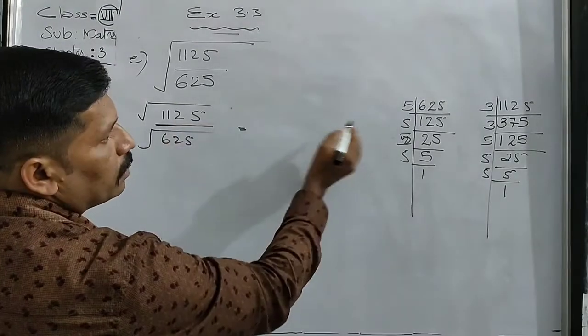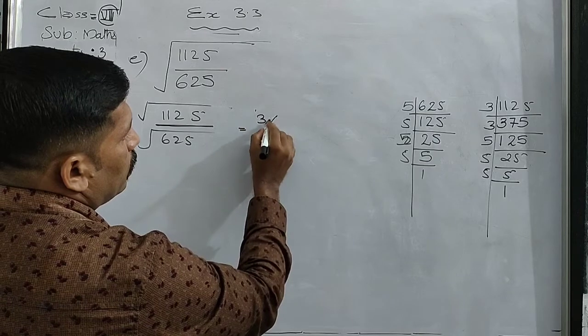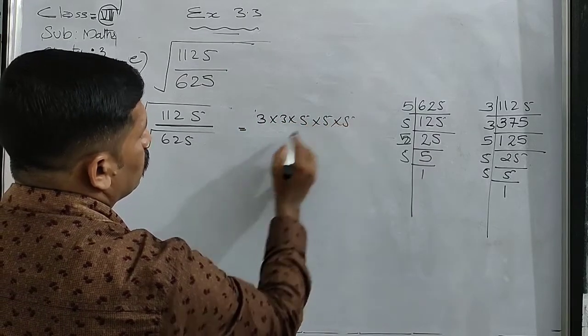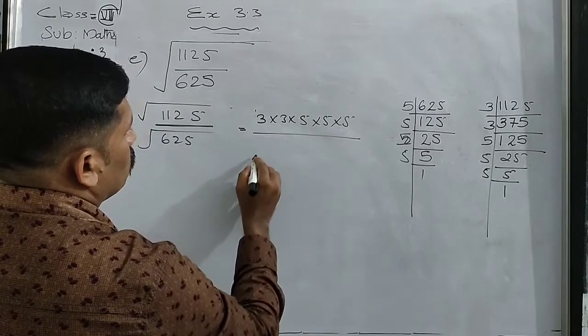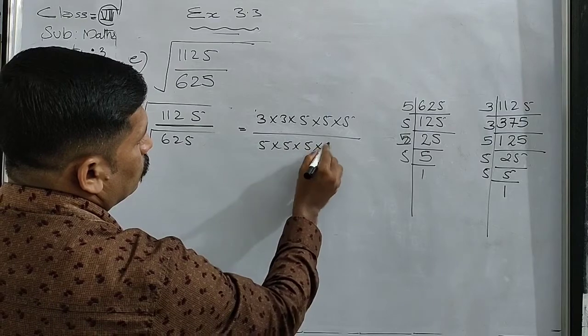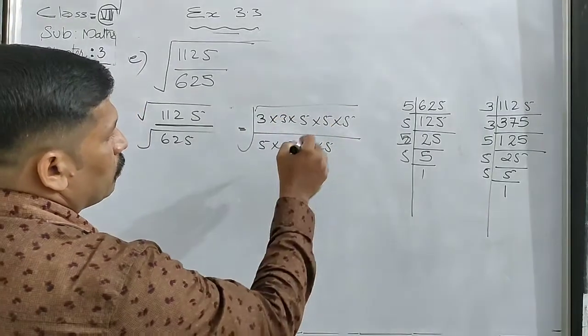So 1125 is equal to 3 into 3 into 5 into 5 into 5. And here the factors of 625: 5 into 5 into 5 into 5. Okay. So here some factors we can cut.